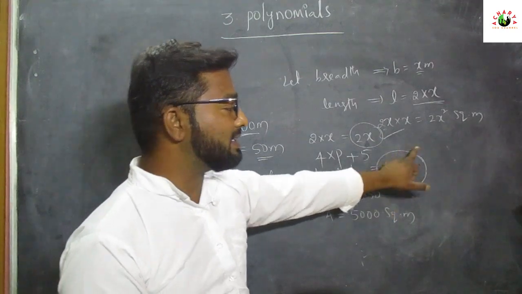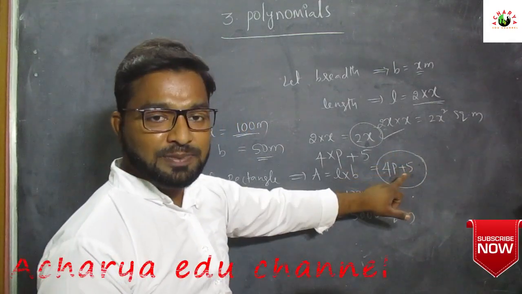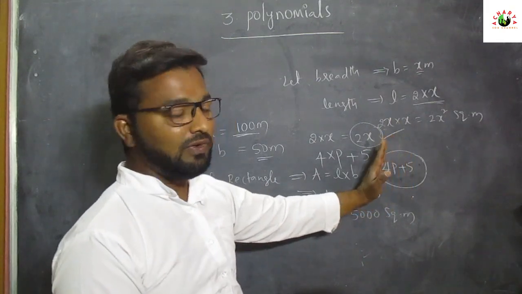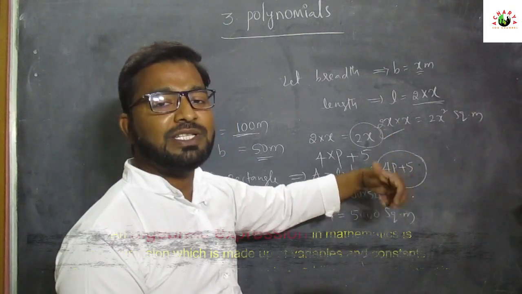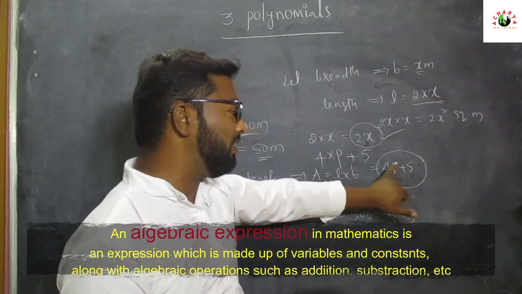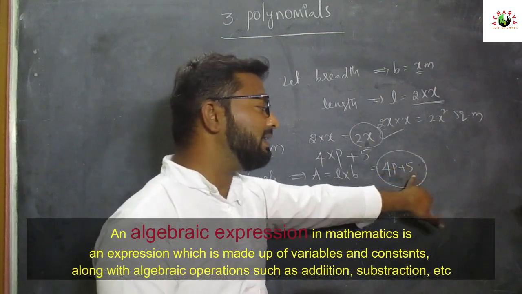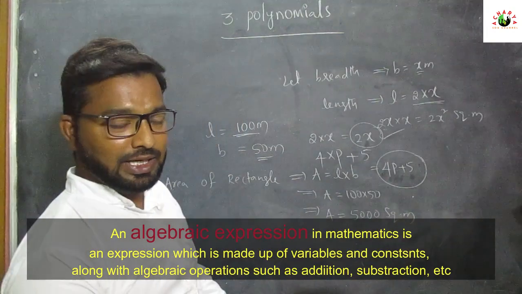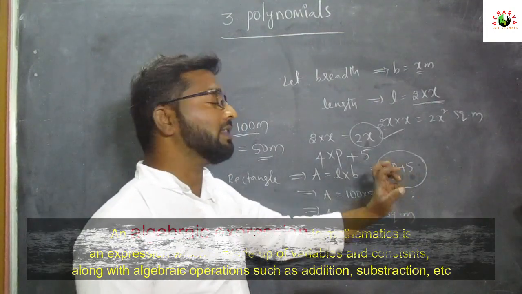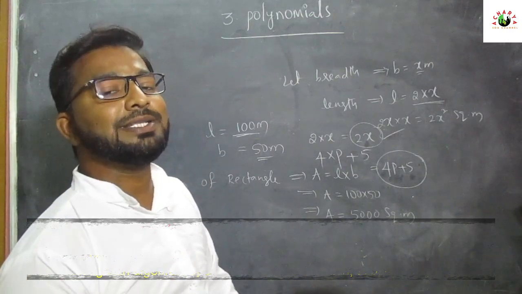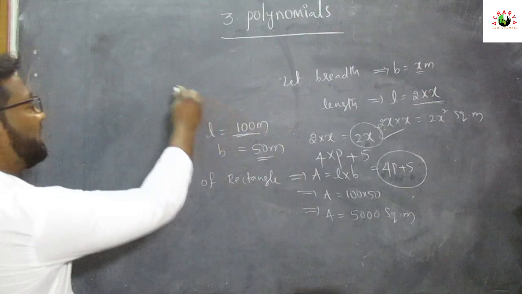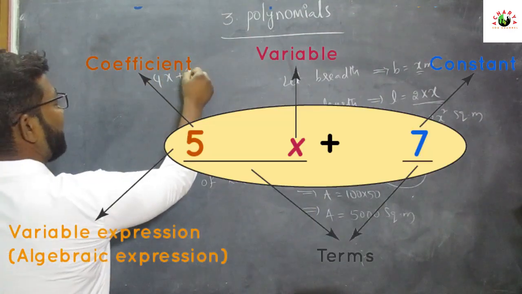In this algebraic expression, 4 is the coefficient of p. So an expression which involves the variable, coefficients and the constant term along with operations, either plus or minus, is called an algebraic expression. For example, 4x plus 3y.